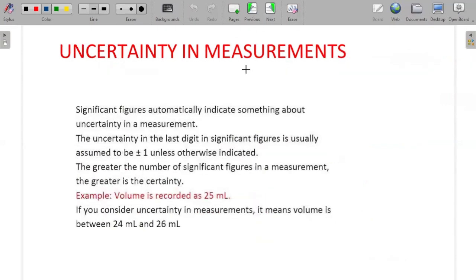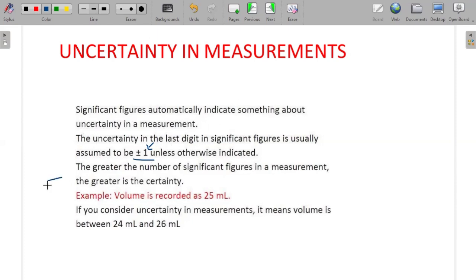All right, moving forward, this was an example here. They're saying significant figures automatically indicate something about uncertainty in a measurement. The uncertainty in the last digit in significant figures is usually assumed to be plus or minus 1, unless otherwise indicated. But as we solve these questions, you'll see it's not always plus or minus 1. It can be plus or minus 10, plus or minus 100, plus or minus 0.01. It all depends on the position of the uncertain digit.